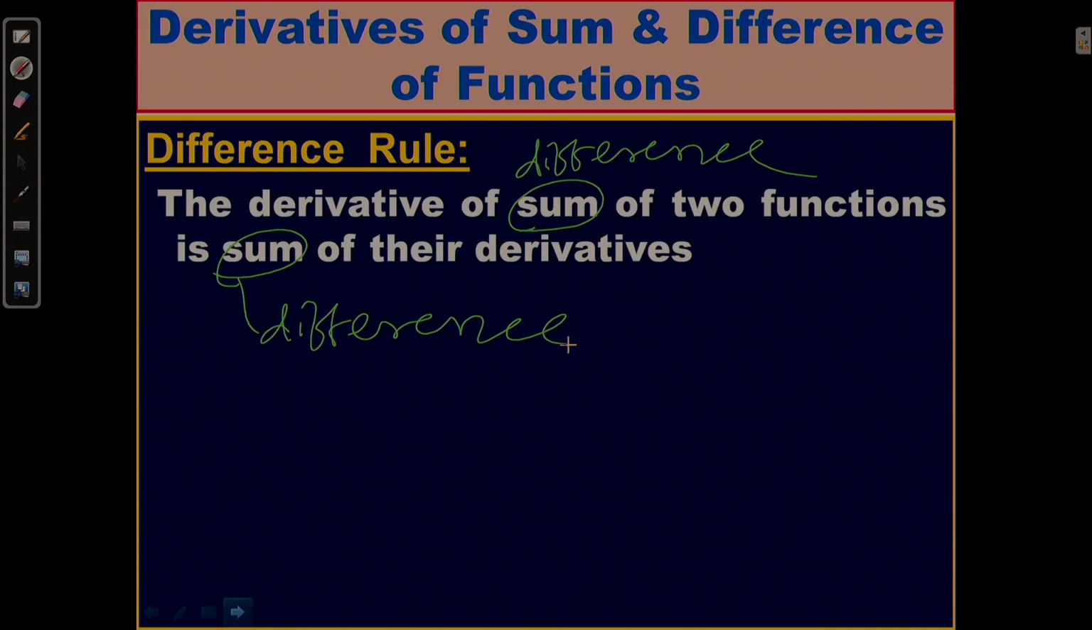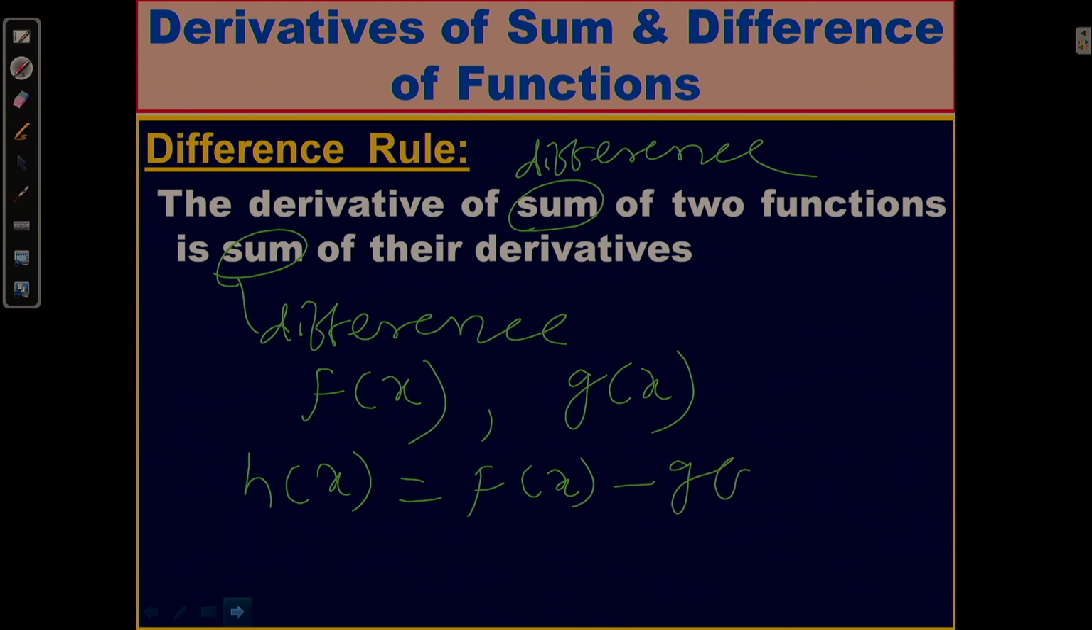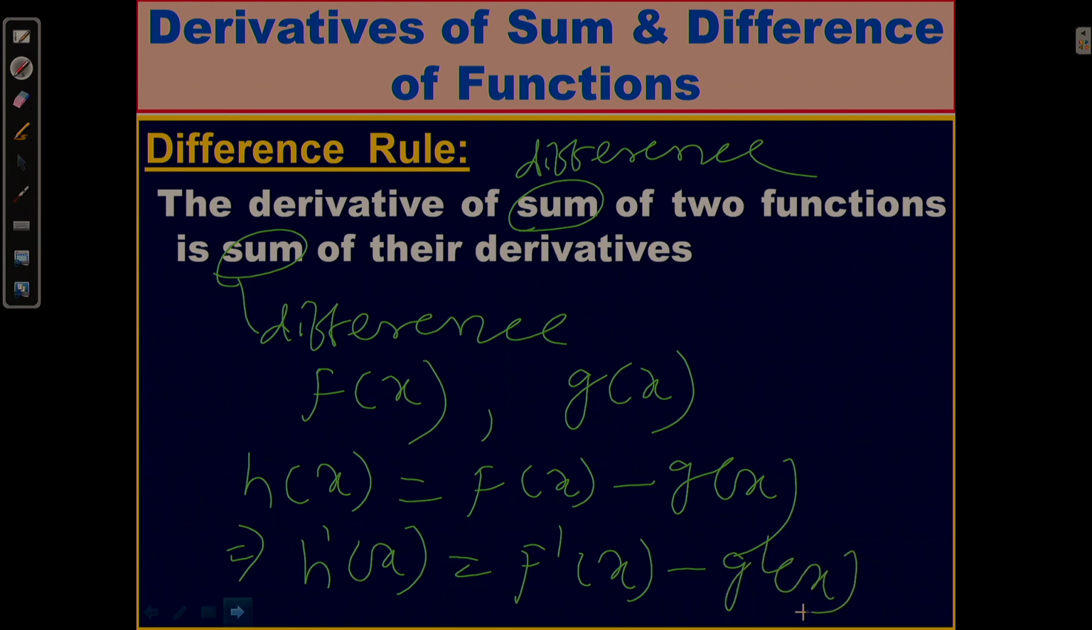For example, suppose f of x is one function and g of x is another function, and we write h of x equal to f of x minus g of x. Then h dash x is equal to f dash x minus g dash x. That means the derivative of the difference of two functions is the difference of their derivatives. That is a very important thing.